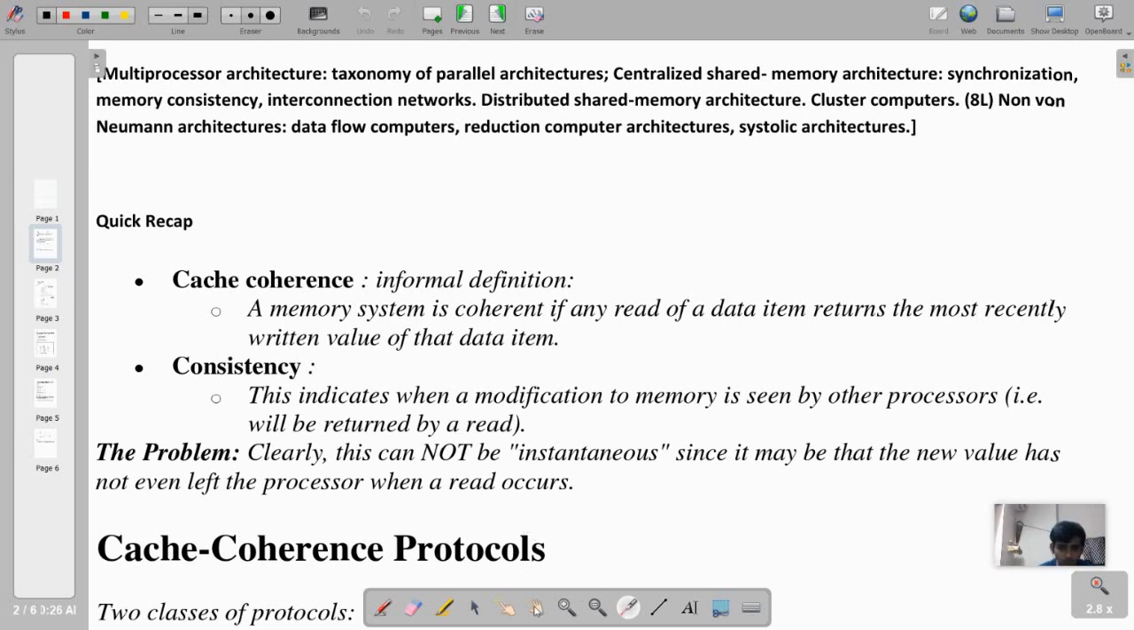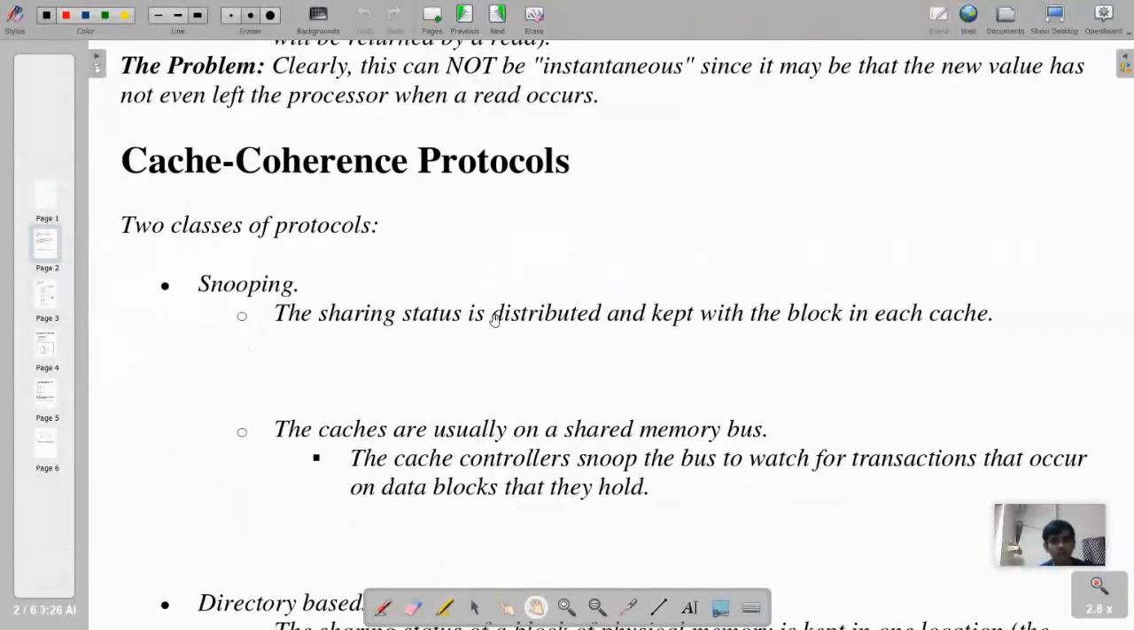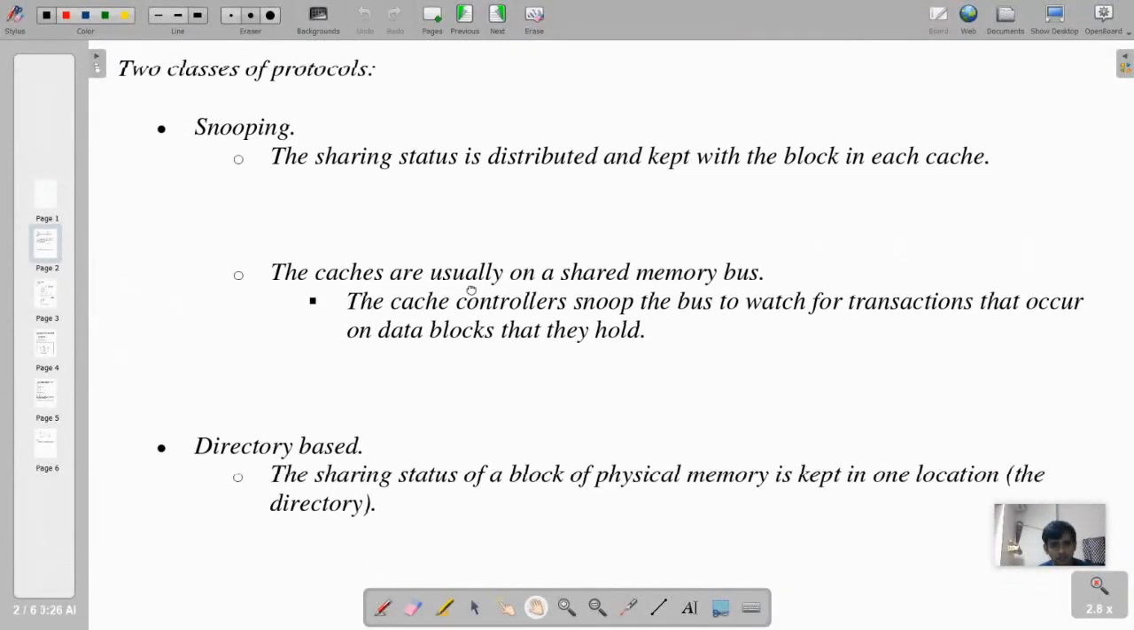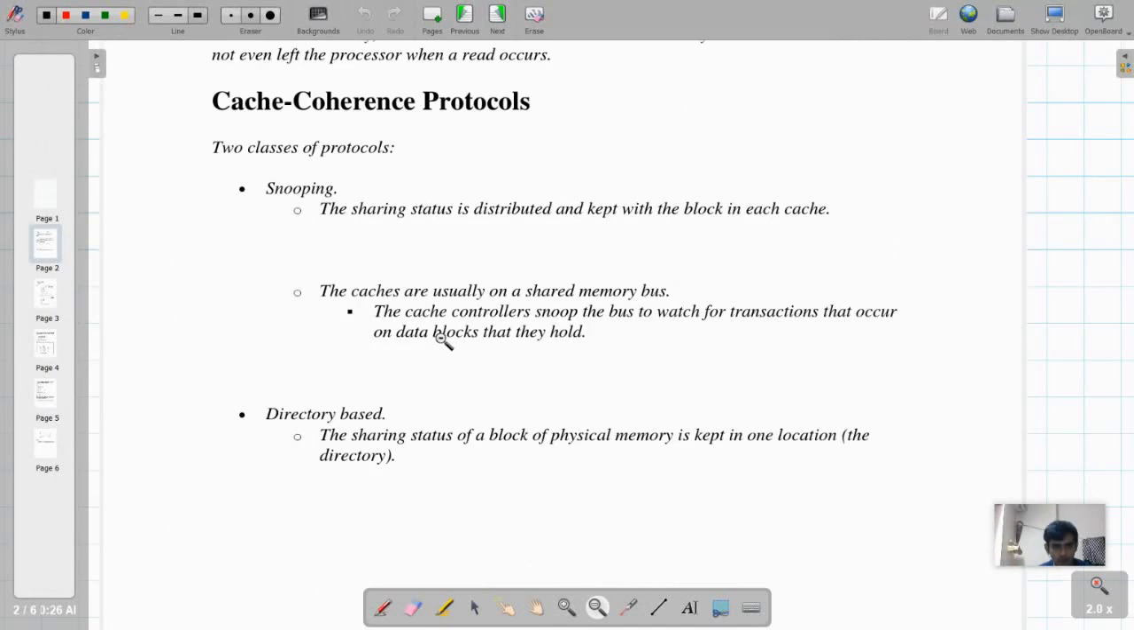To solve this situation, you basically have two protocols. One is the Snoopy Bus Protocol. That means the sharing status will be distributed and kept with the block in each cache. The caches are usually on a shared memory bus. The cache controller snoops the bus to watch for transactions that occur on data blocks they hold.